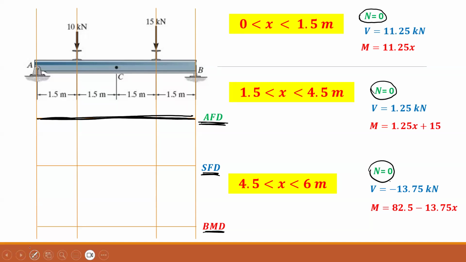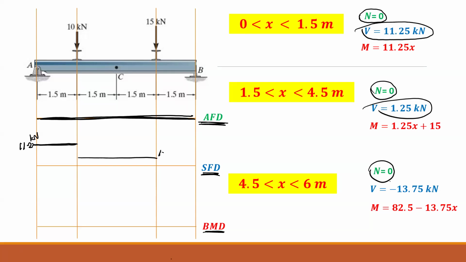But V, if you look at V, what is happening? It's 11.25 kilonewtons here, and then it is 1.25 kilonewtons, and then it is negative 13.75. So that is on the negative side, negative 13.75. So we can say the shear force is changing like this. Does that make sense? Okay, now what is happening to the bending moment?